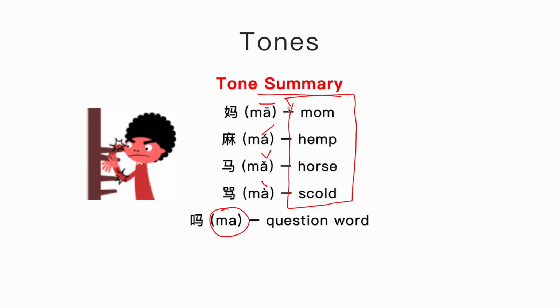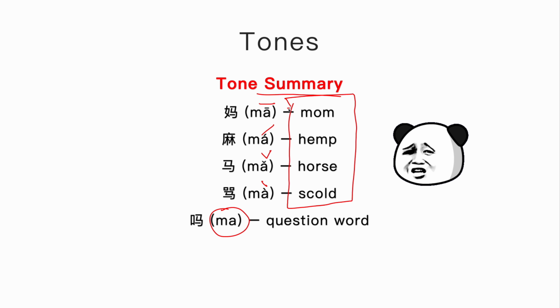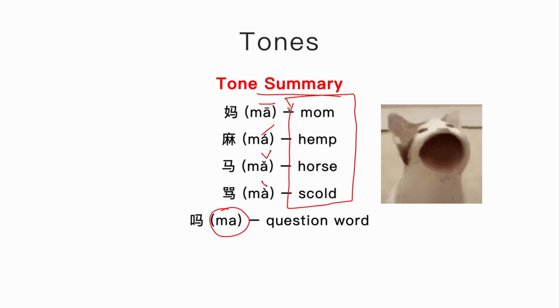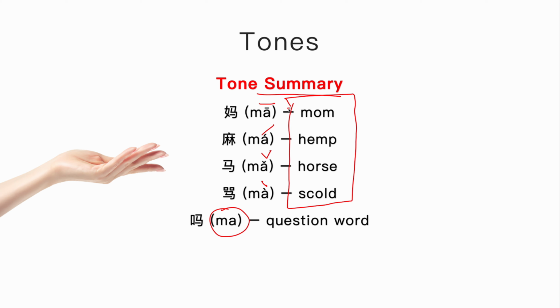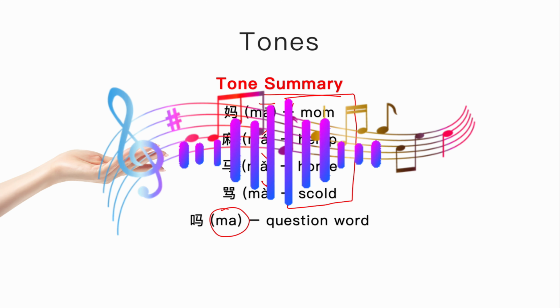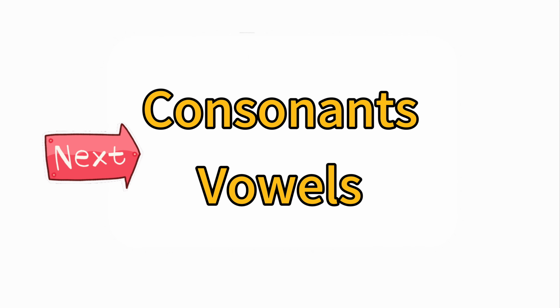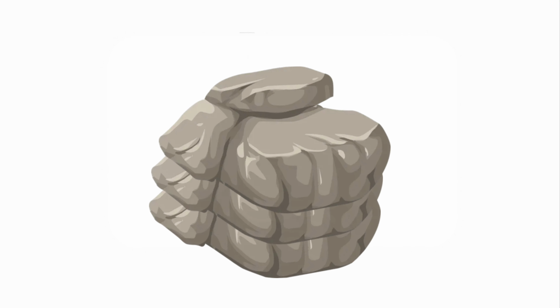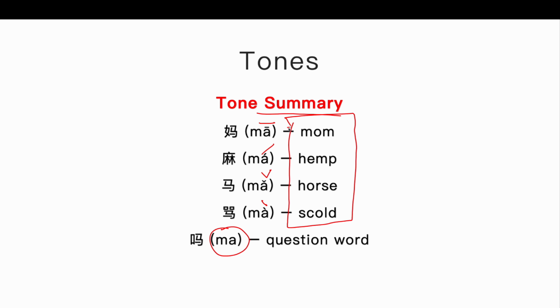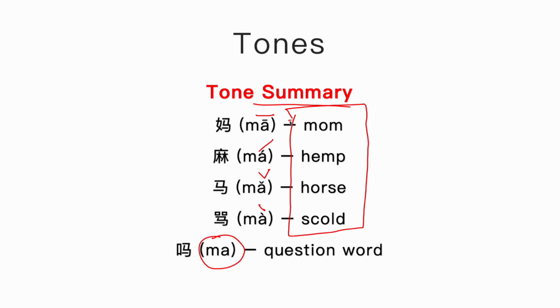If you are new to this, don't worry, it just takes practice. Try saying each word slowly, exaggerate it, and even use hand movements to feel the pitch changes. In the next video, we'll start learning how to pronounce consonants and vowels in Chinese, the building blocks of every word. So practice these tones a few times and I'll see you in the next video.